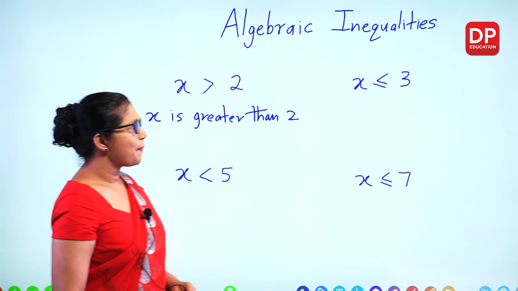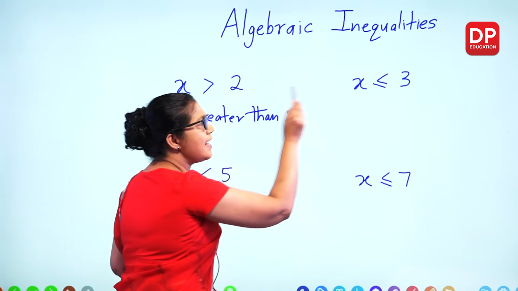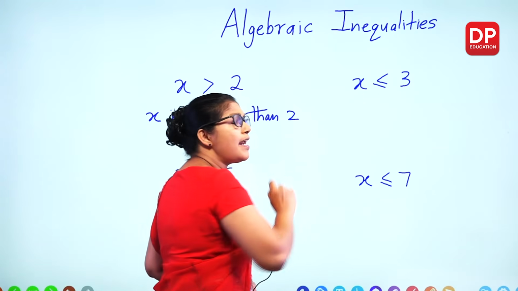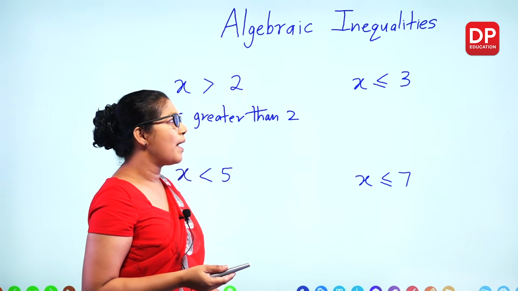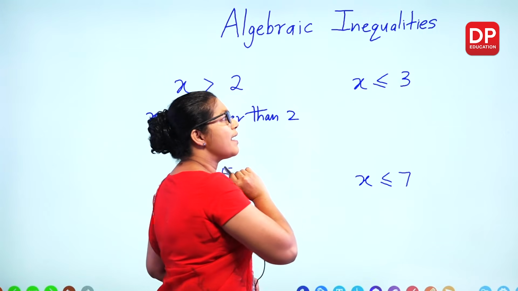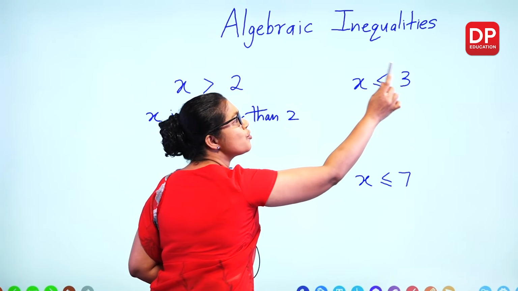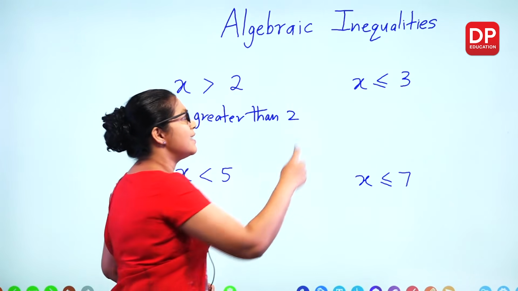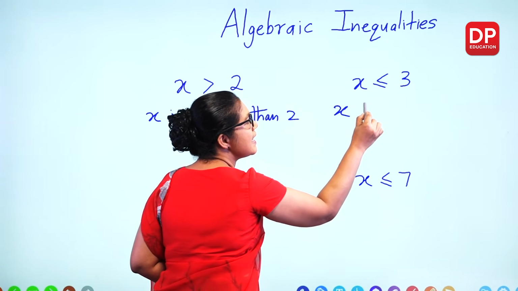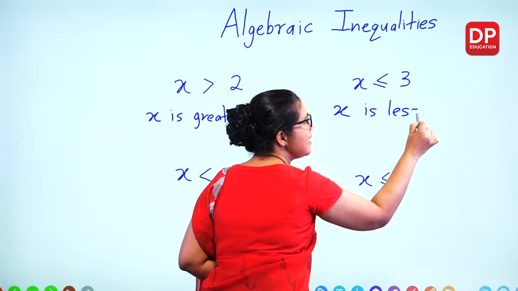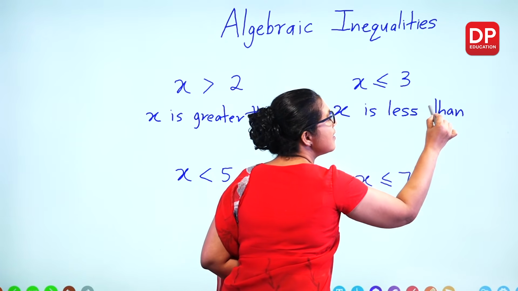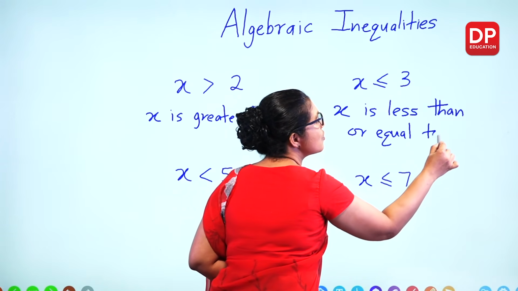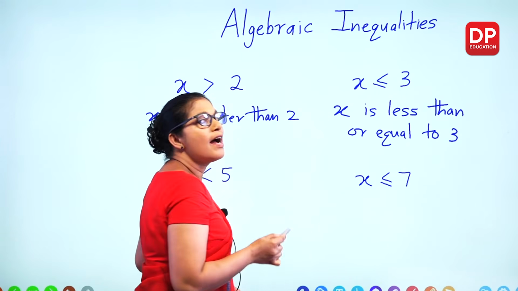What about this one? There's an extra line here compared to this one. That means this line represents including that value as well. So how can I write this? Crocodile mouth towards 3. That means that number is greater and the other side is less. So I can write x is less than or equal to 3 because there's an extra line.